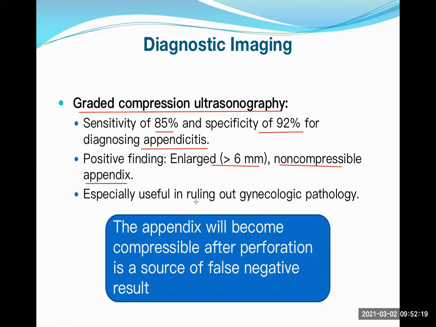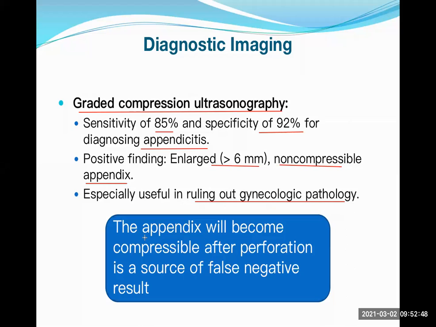It is also very useful to rule out other differential diagnoses, especially in the case of females. In females, remember, there is a problem of PID, ectopic pregnancy, ovarian pathology. So many different things are there. So better to rule out those pathologies and make sure this is a case of appendicitis, and this is helped by ultrasound.